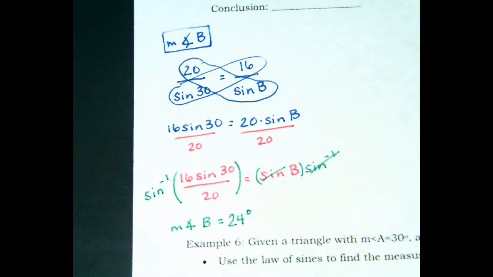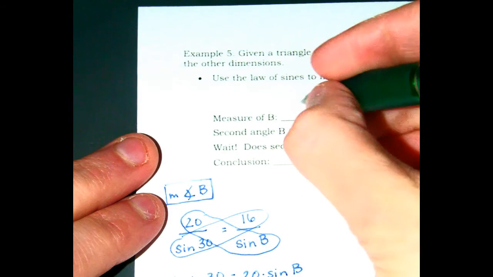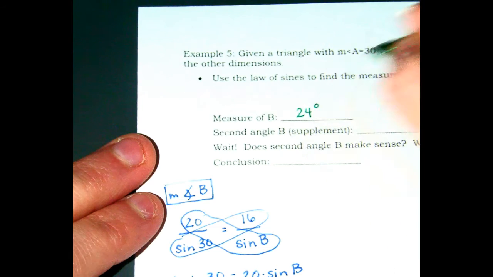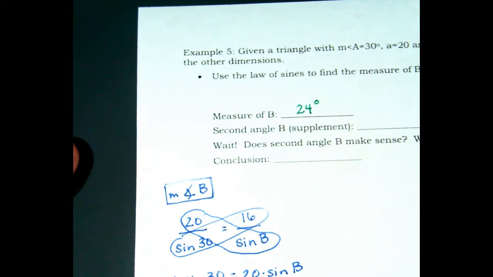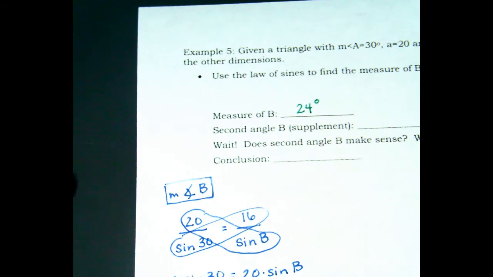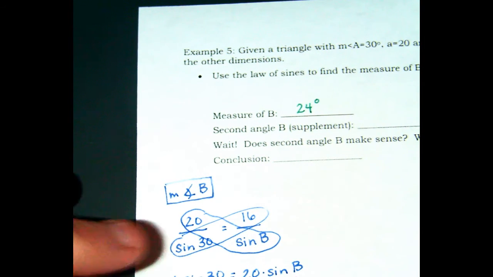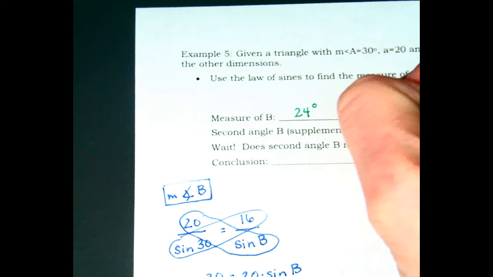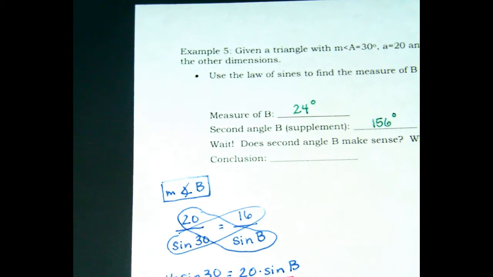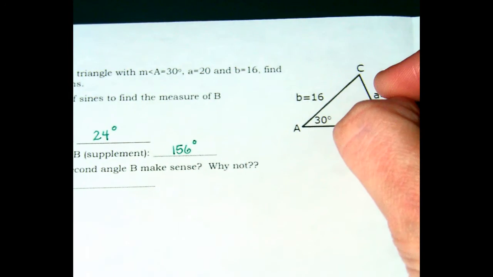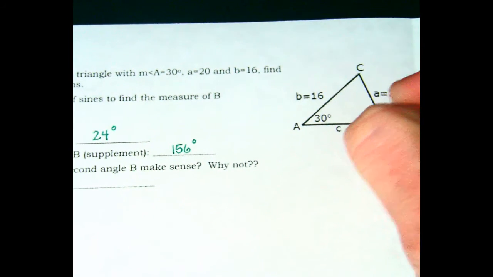So we're going to go up and fill this in. It says the measure of B, okay, we found that out, it's 24. If this has two possible triangles, the second option for angle B would be its supplement. Do you remember what supplement means? 180. What is 180 minus 24? Here's what this is trying to decide. It's saying this right here could be 24 or it could be 156.